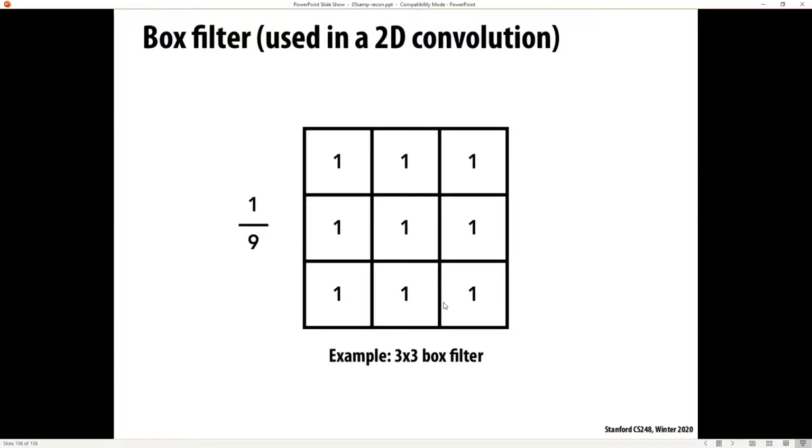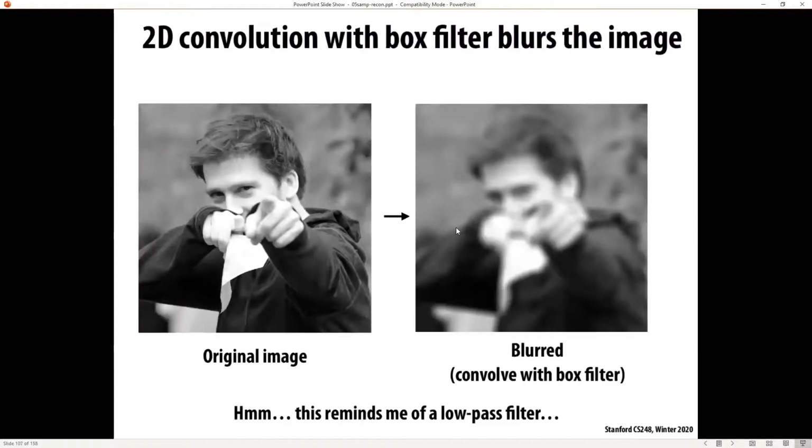Why is this a box filter? Because these weights are all equal. And if you think about the cross plot of this, it's going to have a square shape to it. So that's called a box filter. If these weights were in a Gaussian or something else, then it would be some other kind of filter. So here's the box filter.